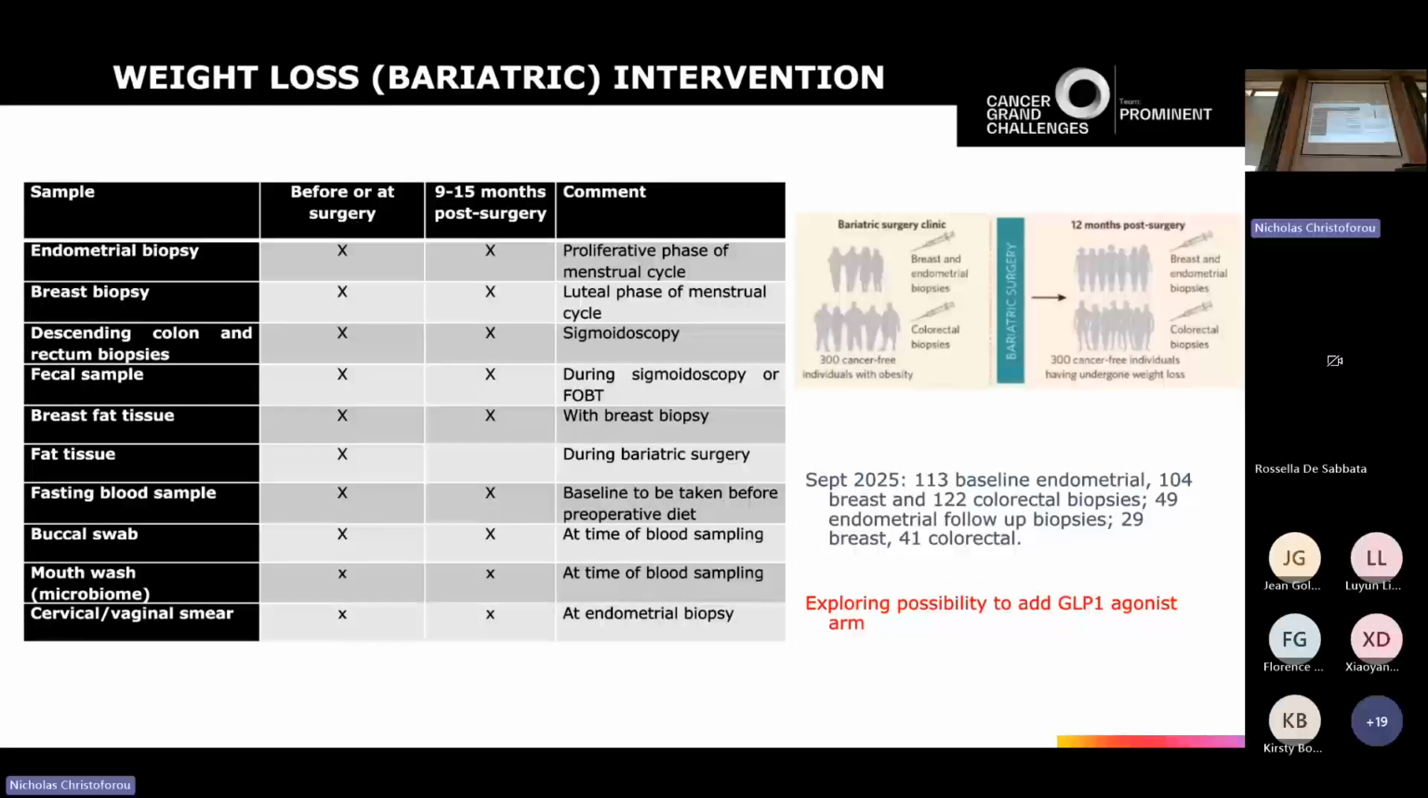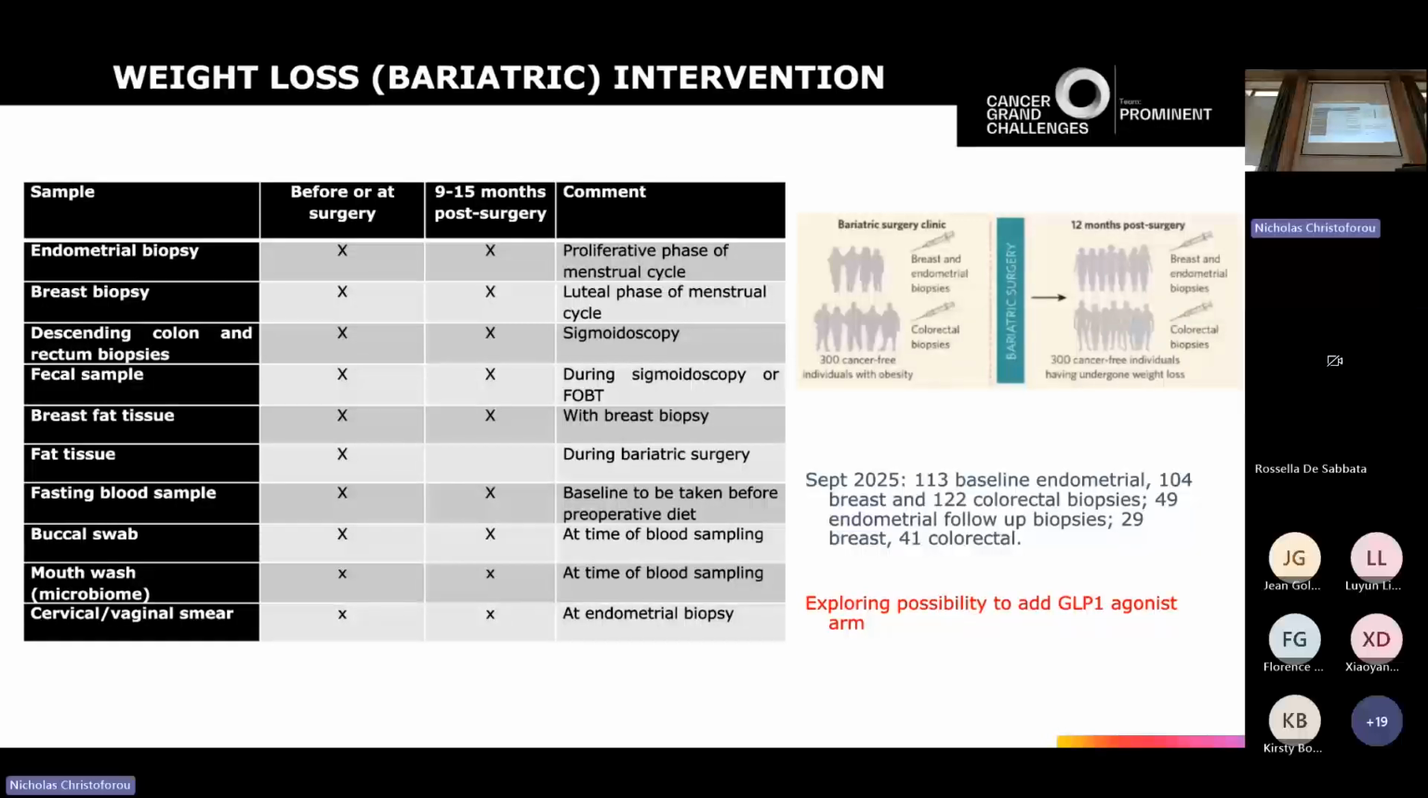We are also exploring the possibility of adding a GLP-1 receptor agonist arm to this, because we have already set up the infrastructure for the bariatric work. Because of the interest in these new weight loss drugs, it'll be really interesting to see how the effect of GLP-1 induced weight loss compares with bariatric surgery.